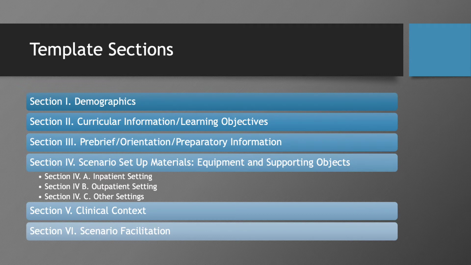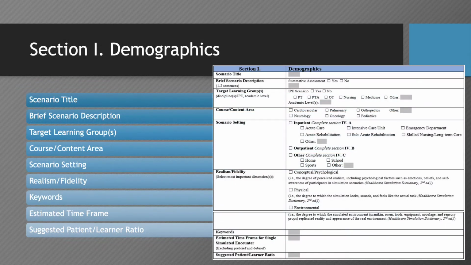The template has been designed to facilitate scenario development in an evidence-based and practical way. There are 6 sections to complete. Let's take a look at each one in turn. Section 1 of the template includes demographic information related to the simulation. Let's take a closer look.